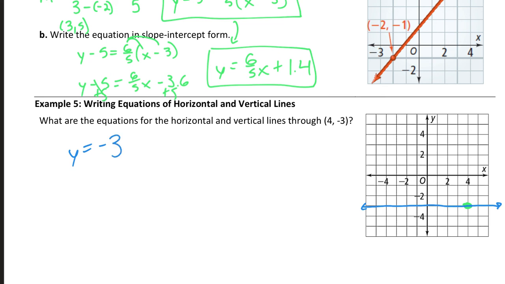Okay, so y equals a constant tells us we have a horizontal line. Vertical line that goes through this point is going to be a vertical line. I'll do that a little bit better. Straight up and down line. And the equation for that line is x equals positive 4. So x equals a constant is a vertical line.